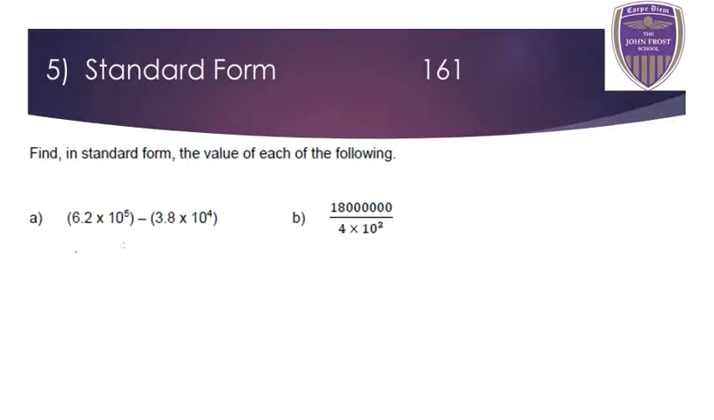Right, standard form then. We want our answers in standard form. So first of all, we write out the numbers into normal numbers. So 6.2 times 10 to the power of 5. That's times 10 once, twice, 3 times, 4 times, 5 times. And 3.8 times 10 to the power of 4. That's times 10 once, twice, 3 times, 4 times. And just set out the problem how you would set out a subtraction.